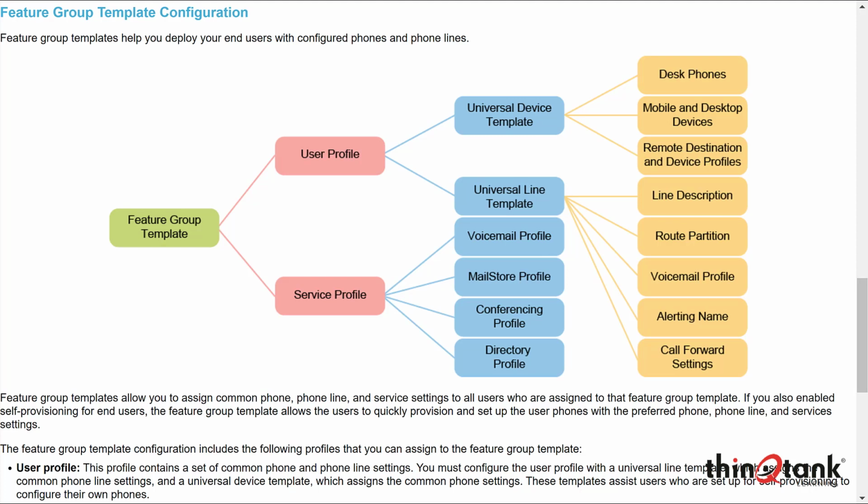We can configure the user profiles for different groups of users in our company according to the type of phone it is, the phone line, the phone setting requirements for those users. So we can have multiple profiles established. For those users that are, again, doing the self-provisioning, the phone and phone line settings from the profile get applied to the new phones that particular user provisions.